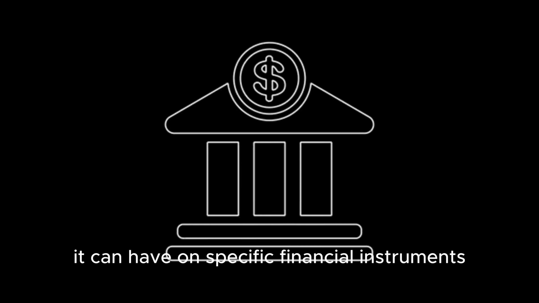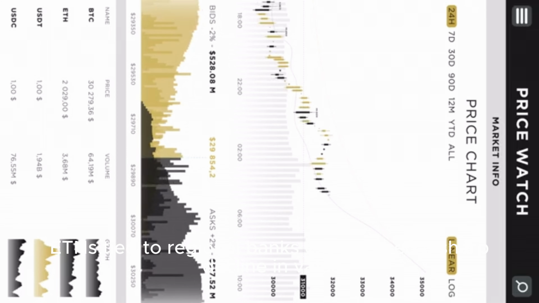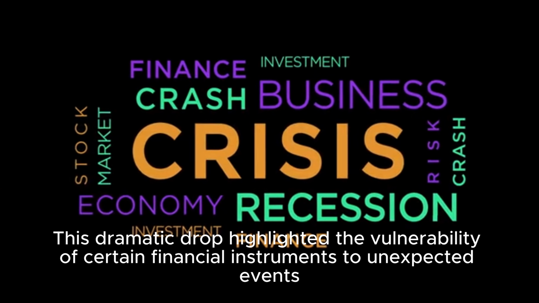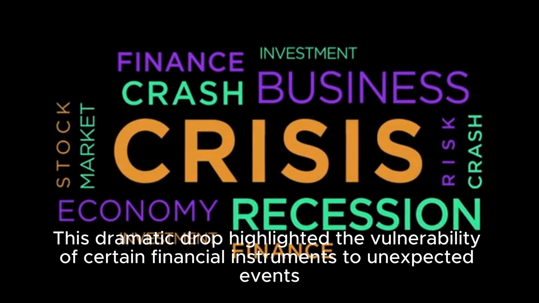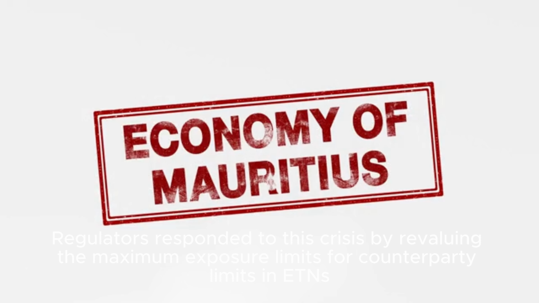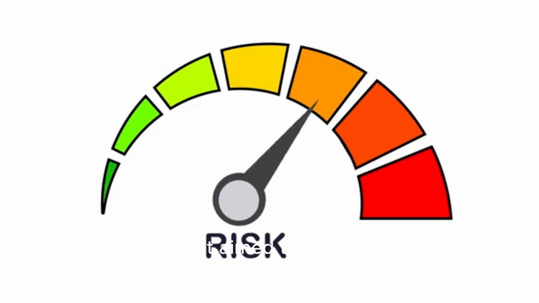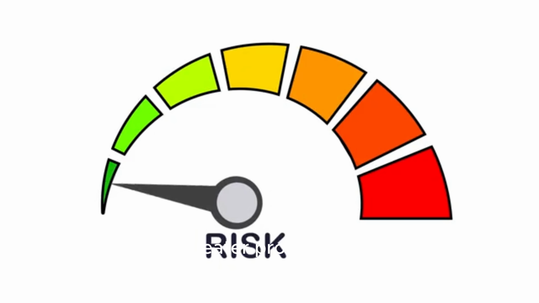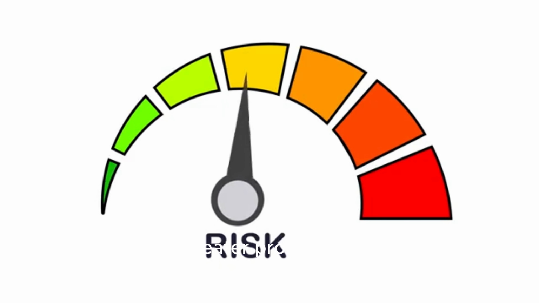ETNs, tied to regional banks, experienced a sharp decline in value, with some losing approximately 90% of their net asset value. This dramatic drop highlighted the vulnerability of certain financial instruments to unexpected events. Regulators responded to this crisis by revaluing the maximum exposure limits for counterparty limits in each. This adjustment aimed to mitigate risks and provide investors with greater protection against similar events in the future.